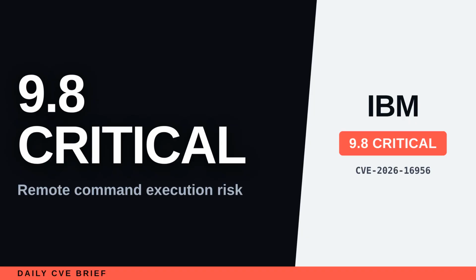The official NVD description says, IBM Db2 Mirror for i 7.4, 7.5, and 7.6 could allow a remote attacker to execute arbitrary commands because special elements used in an operating system command are not properly neutralized. In plain English, if an affected interface passes user-controlled input into an OS command without safely handling dangerous characters, an attacker may be able to make the system run commands it was never supposed to run.